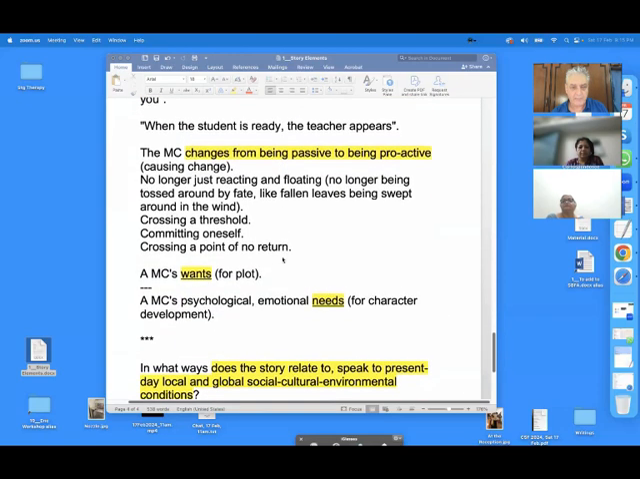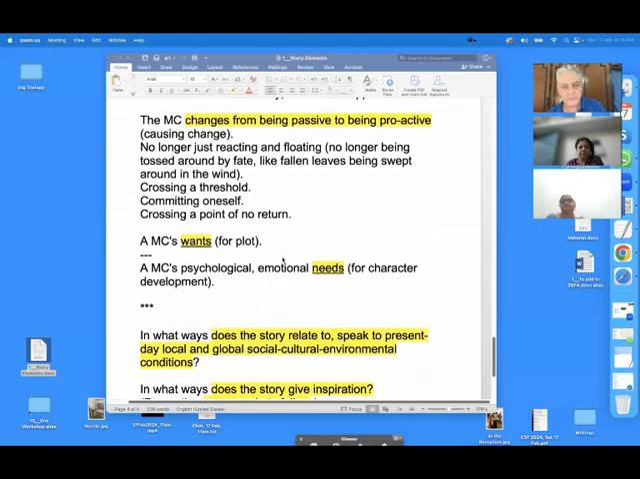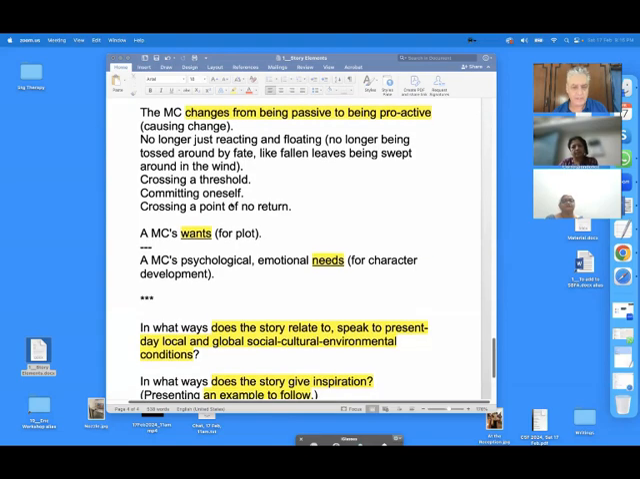Another thing that may happen in the story is that at a certain point, the main character may change from being a passive character who's just being tossed around by fate like leaves being swept around in the wind. She crosses a threshold and she commits to trying to do something. So she's crossed a point of no return, and now she's dedicated to doing something.